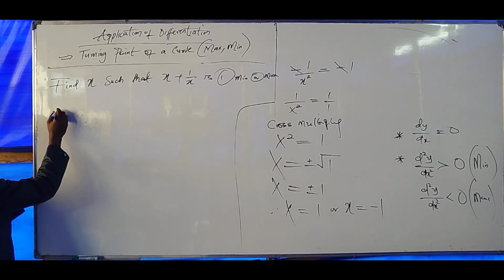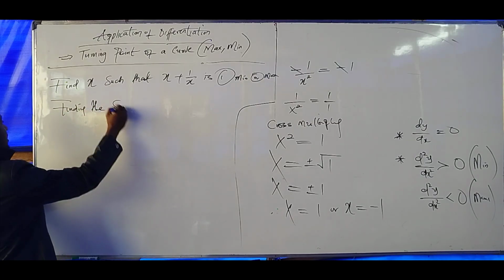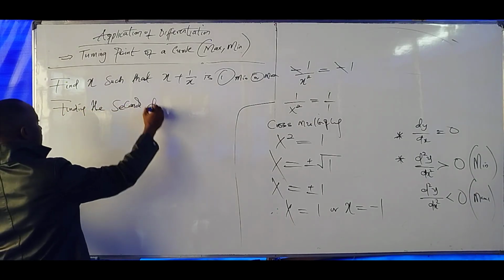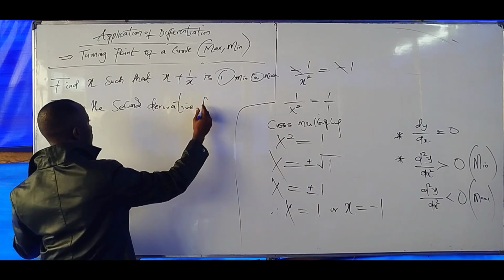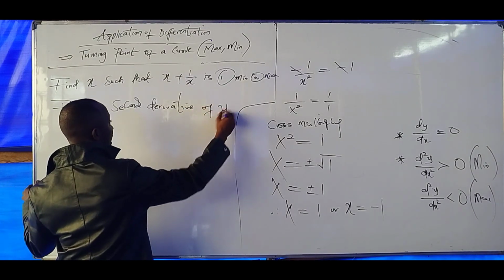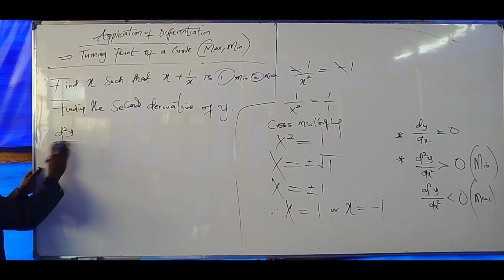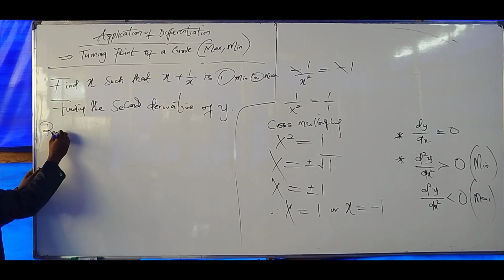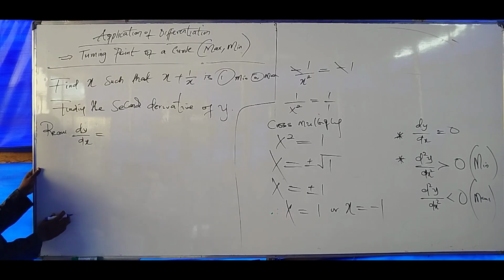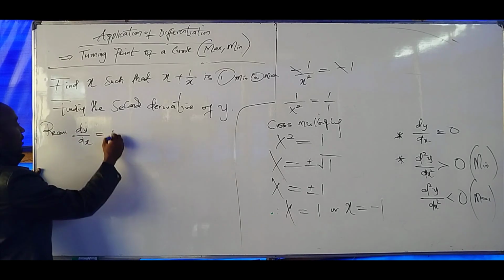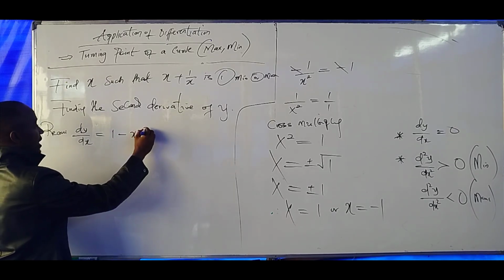Now, let's find the second derivative of y, is it not so? Let's go. d2y over dx squared. Let's recall that dy over dx is what again? We have 1 minus x to the power of minus 2, right?